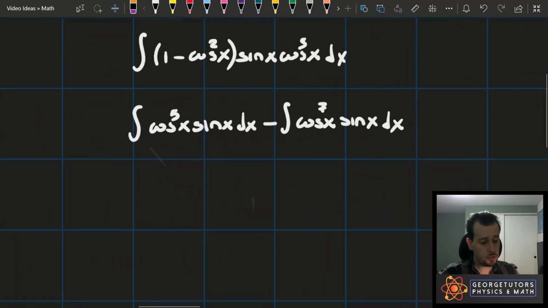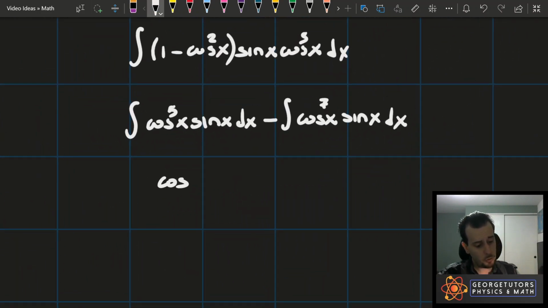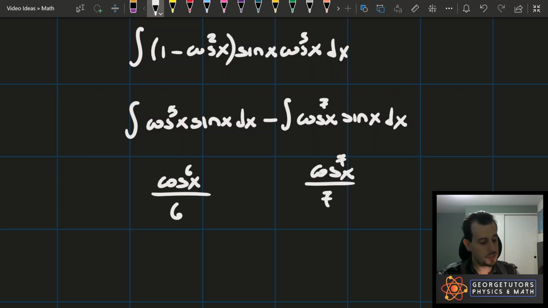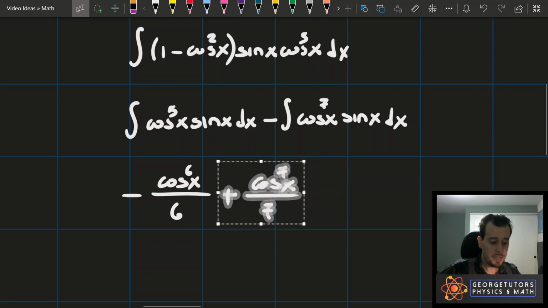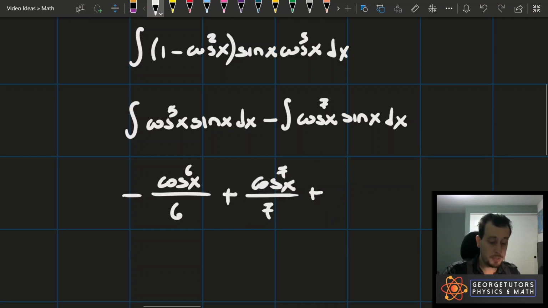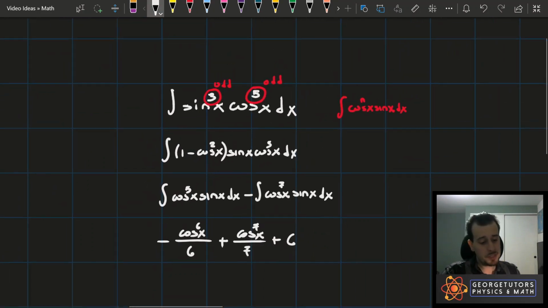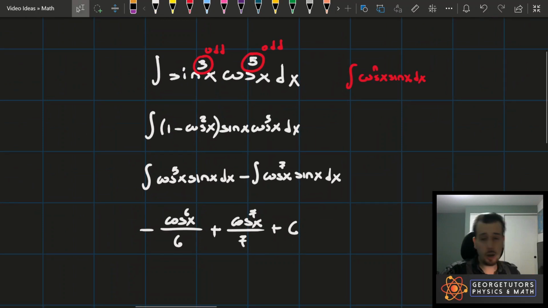So let's go ahead and do that. We've got to raise the power of that cosine by 1 and divide by that new power. So we have cosine to the 6 over 6 and then cosine to the 7 over 7. The sign here is positive, so it's going to be negative in the result, and the sign here is negative, so it's going to be positive in the result. Merge them together, and don't forget your integration constant, c. And that basically sums it all up. You can see how much simpler this is becoming.